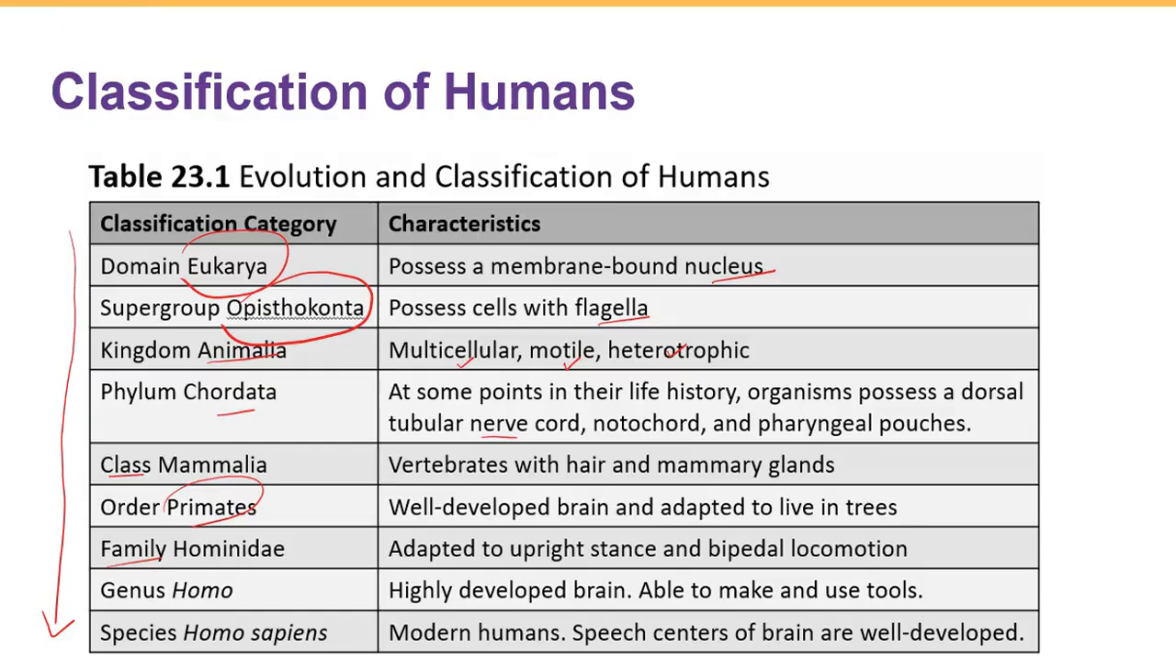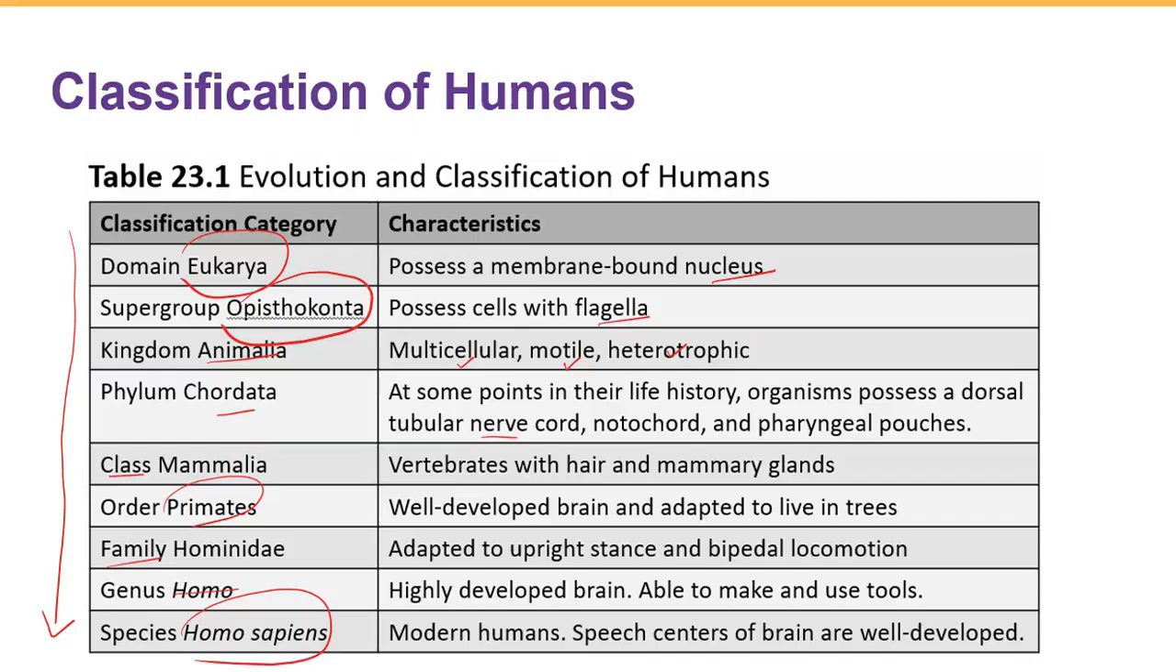And in genus, we are in Homo. Within the genus Homo, we are highly intelligent and able to make and use tools. And then species, finally, is Homo sapiens. So we are modern humans, have a well-developed speech center in the brain, allowing complex language.